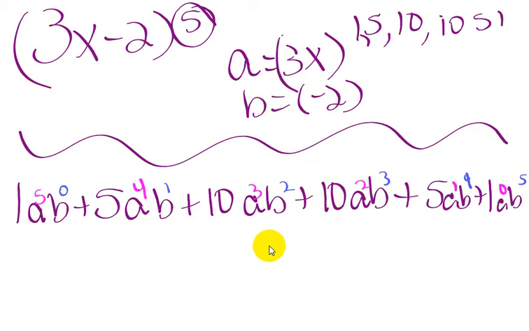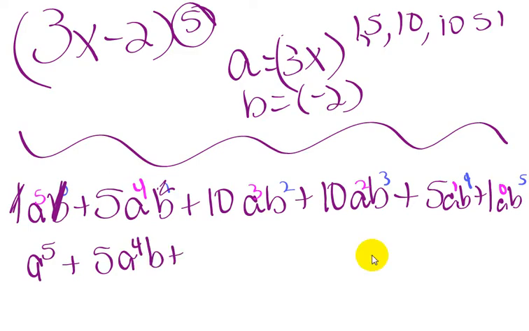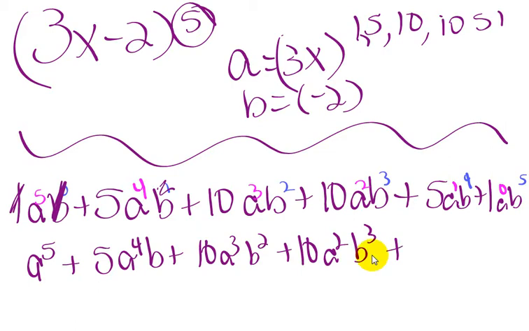Any questions so far? Now I'm going to clean it up, because we know b to the 0 is just 1, and 1 times a to the fifth is just a to the fifth, plus b to the first, so it's going to be 5a to the fourth b plus 10a cubed b squared plus 10a squared b cubed plus 5a to the first power is just 5a, b to the fourth plus 1 times a to the 0, which is just 1, times b to the fifth is just b to the fifth. Now I've cleaned it all up.